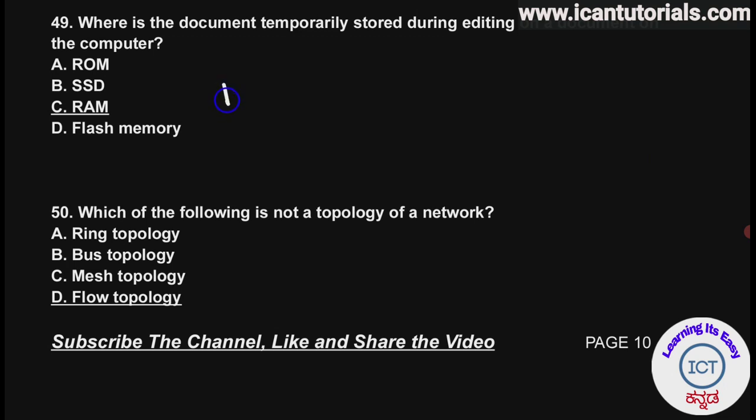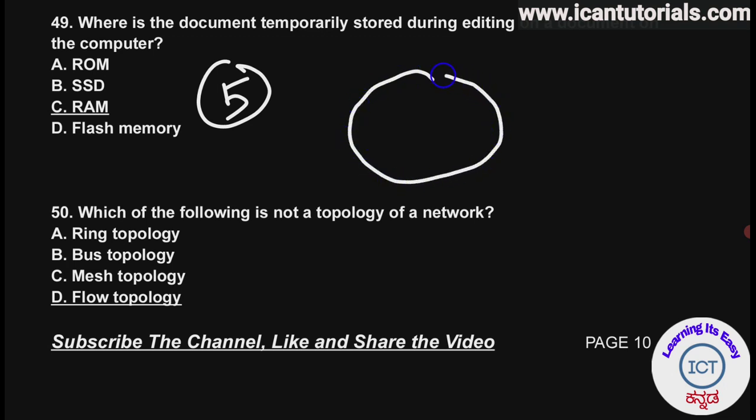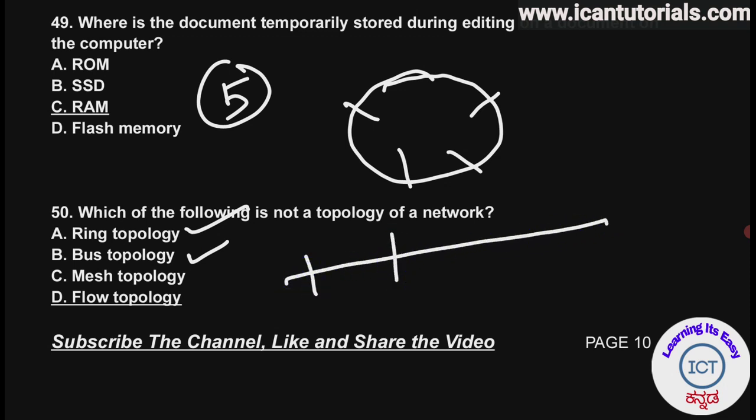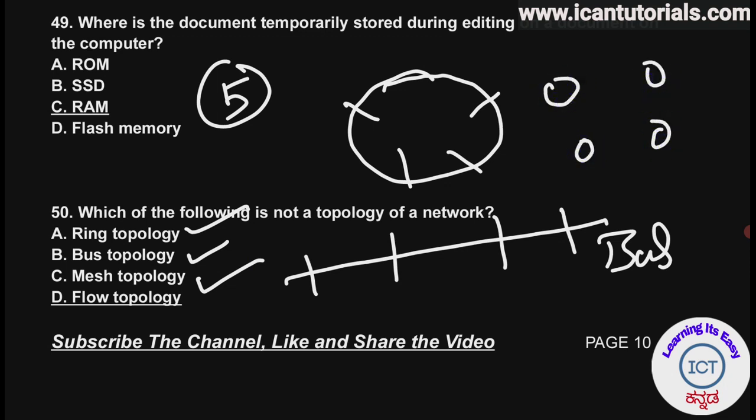There are 5 different types of topologies. Ring topology means all the devices are connected in a ring, this one, this one, this one. They are connected in a ring format, which is why it is called the ring topology. Next, bus topology: all devices are connected in a single line, device 1, device 2, device 3, device 4. This is called the bus topology. Mesh topology is like this: device 1, device 2, device 3, device 4, all connected to each other in a mesh format. This is called the mesh topology.